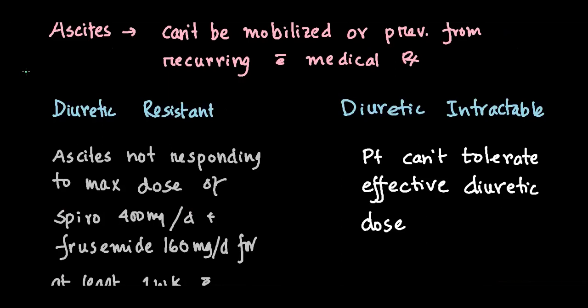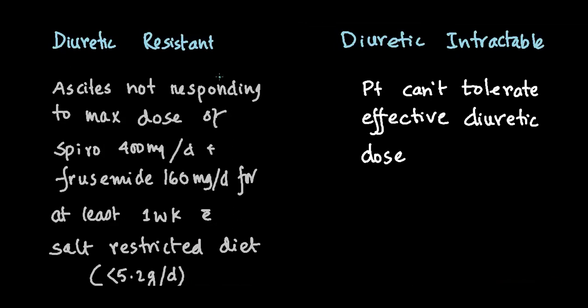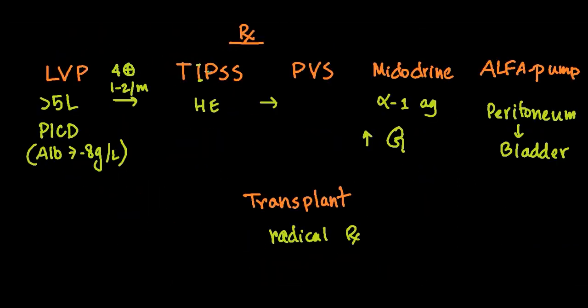What is diuretic intractable ascites? Diuretic intractable ascites is an ascites where the patient can't tolerate the effective dose of diuretic because of some side effects. So we can't use the diuretic. The patient cannot tolerate the diuretic. That is diuretic intractable. Now let's talk about the management or treatment of diuretic resistant or diuretic intractable ascites.